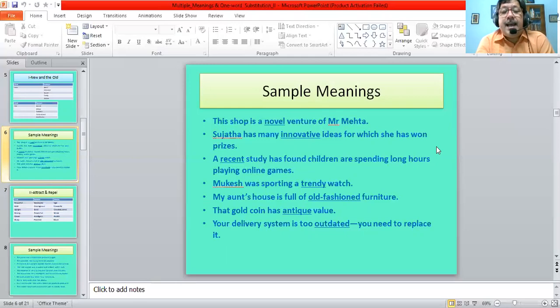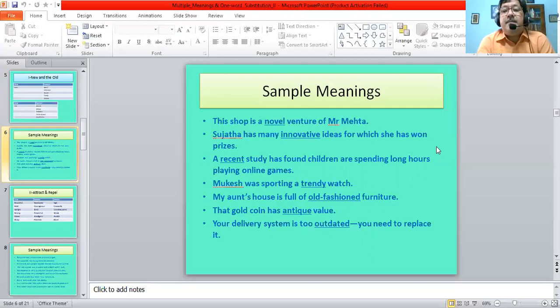That gold coin has antique value. So it has got a value in itself, which is that of an antique, or it's an old and treasured thing. Your delivery system is too outdated. You need to replace it. So again, here outdated would mean antique or a little out of fashion. So antique can mean old and valuable. It can also mean old and out of fashion. So these are slight shades of differences in the meaning.